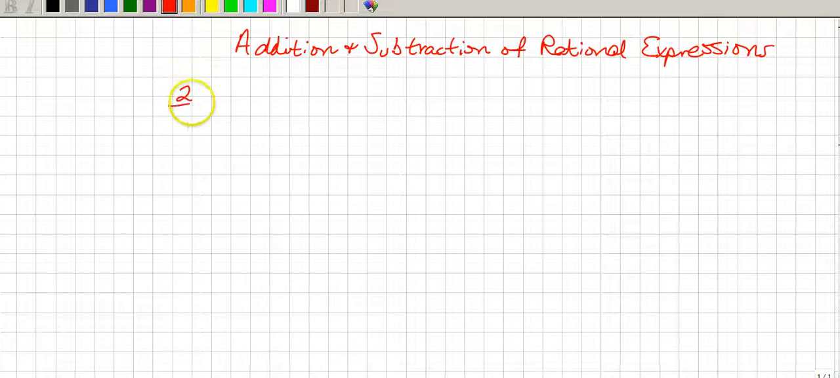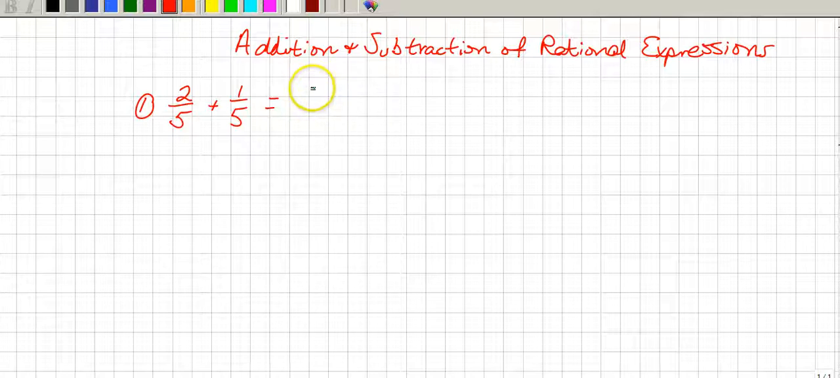For example, let's take a look at the problem 2/5 plus 1/5. Well, as we learned way back in primary school, for the sum of those two fractions, you simply add the numerators together as long as the denominators are the same. The answer is 3/5.